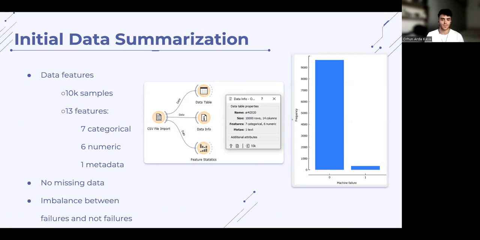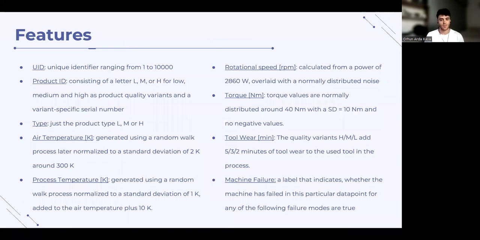Next slide, please. These are our initial features. We added some new features after SMOTE. We have UID and product ID. We have type: low, medium, and high. We have two temperature informations, air temperature and process temperature. Also, we have rotational speed, torque of the machine, and tool-wear feature. Also, we have machine failure labels that show whether the machine fails or not.